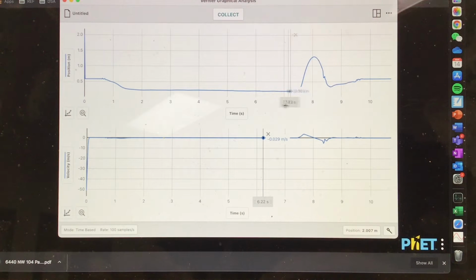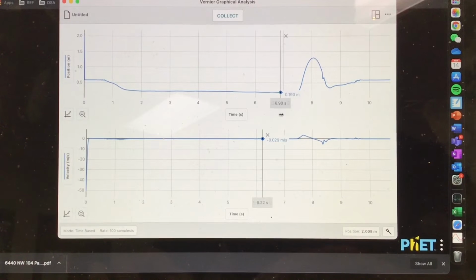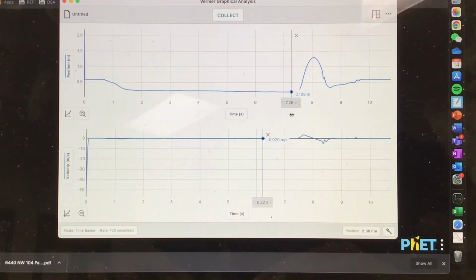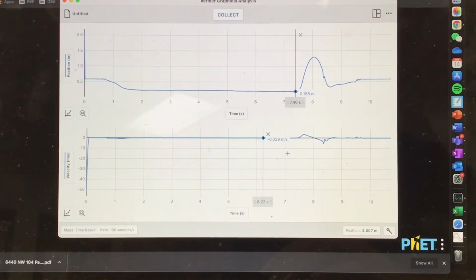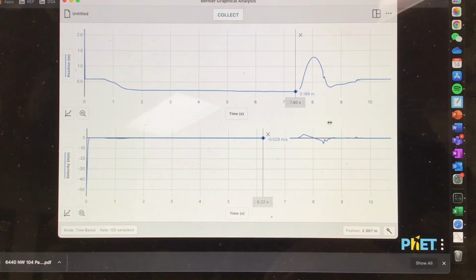Now let's keep going deeper and dive into the data points that we need. First is the releasing point. As you can see, from 2 seconds all the way to 7-some seconds, that's the moment I'm getting ready, holding the ball around 1.8 meters above. So I'm going to pick this point, 7.40. The time is 7.40 seconds and the height is 0.188 meters, which means the ball was 0.188 meters above the sensor.